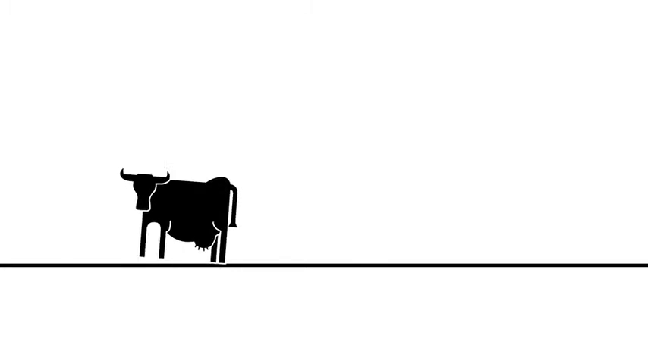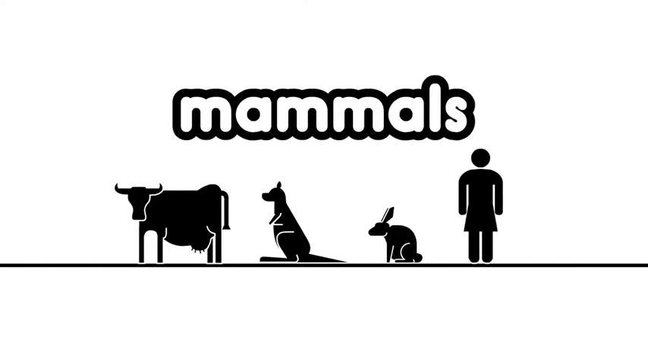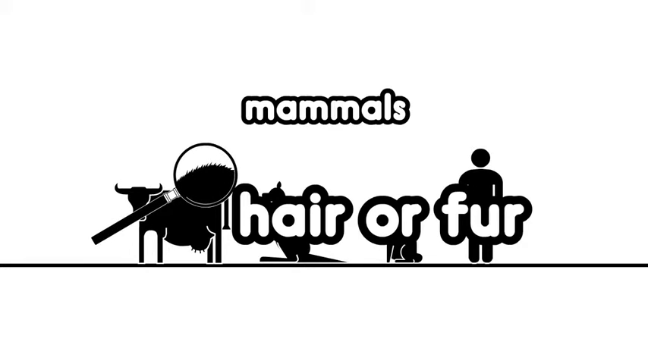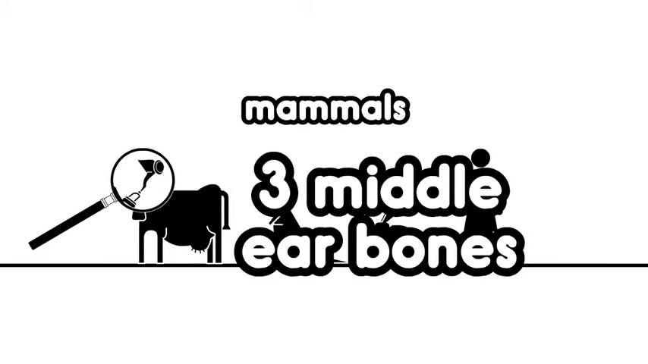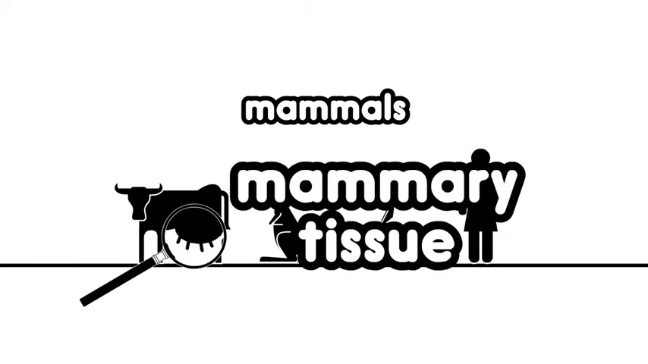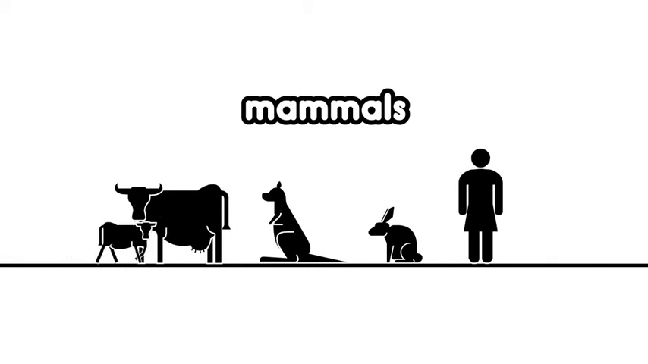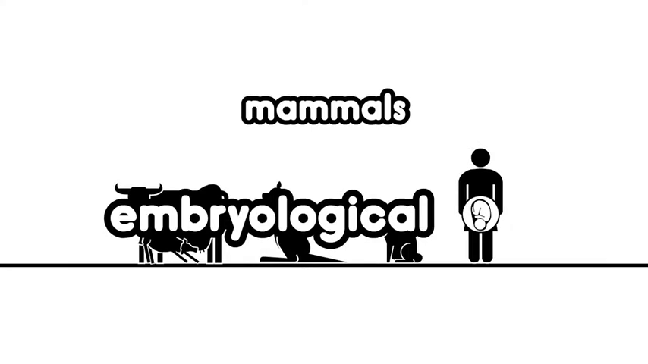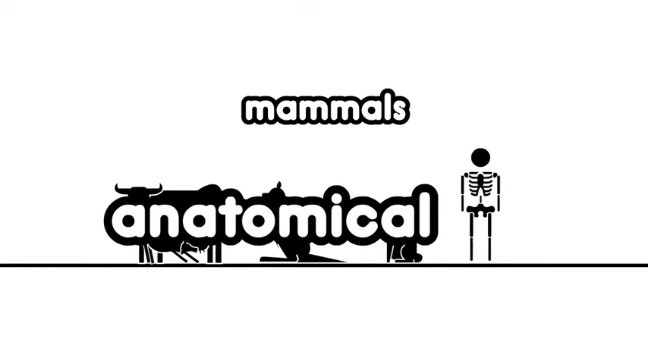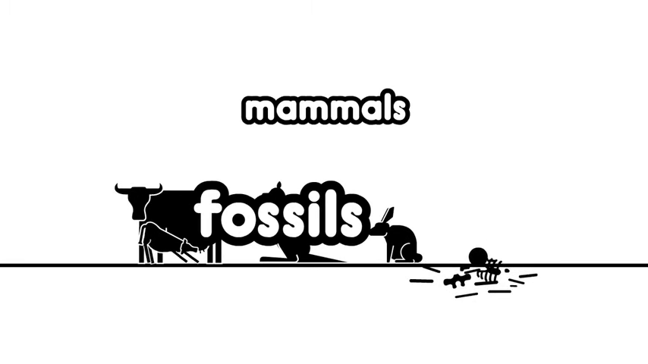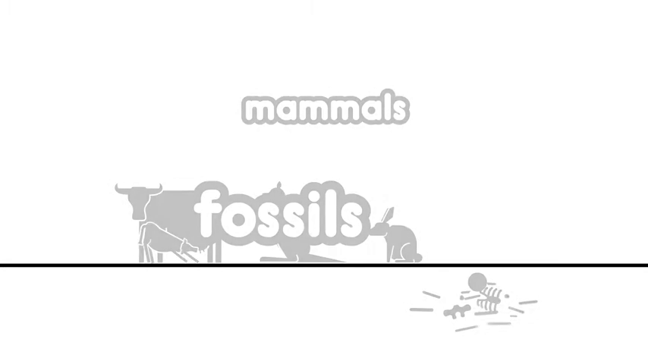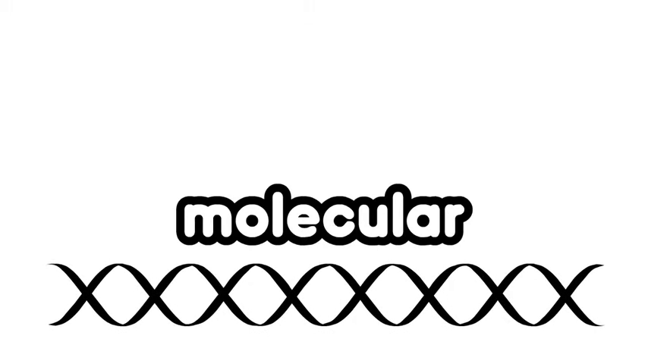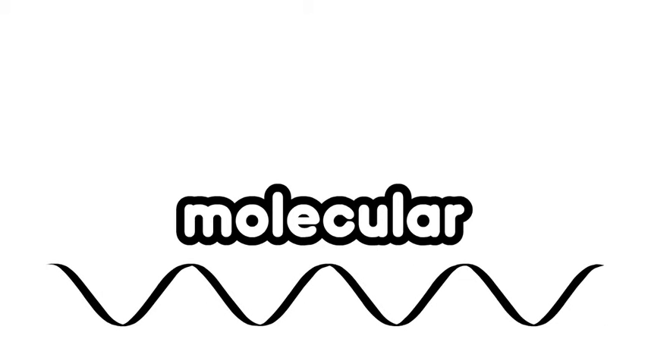To build an evolutionary tree, you need to discover features that organisms share. These shared characteristics must be inherited. Shared characteristics provide evidence we need to build an evolutionary tree. Evidence can be embryological, anatomical, or based on fossils. It can also be molecular information, such as sequences of DNA, RNA, or proteins.